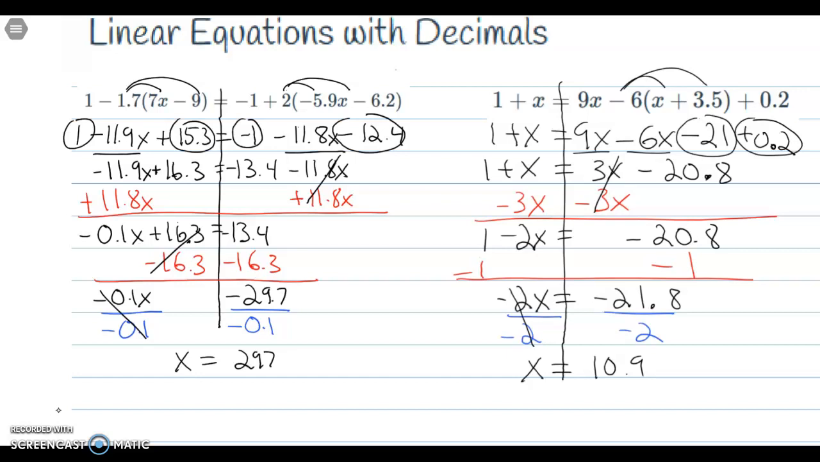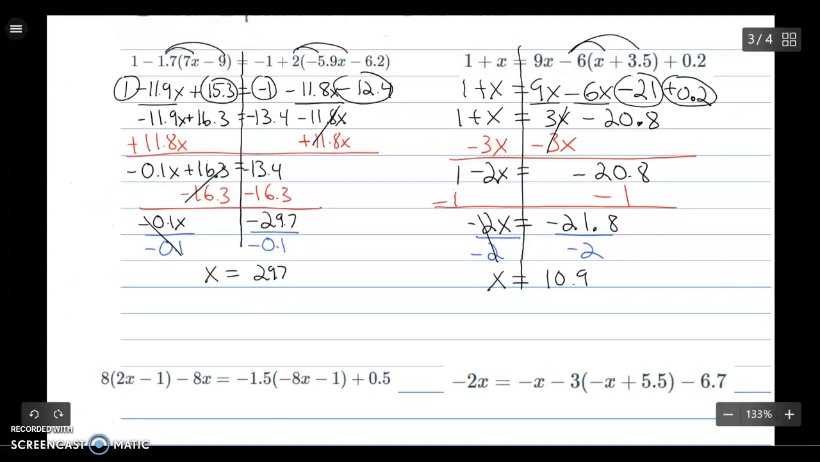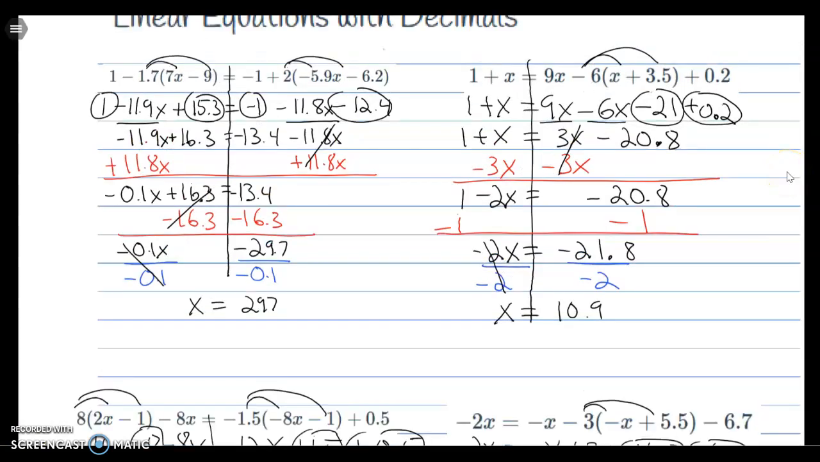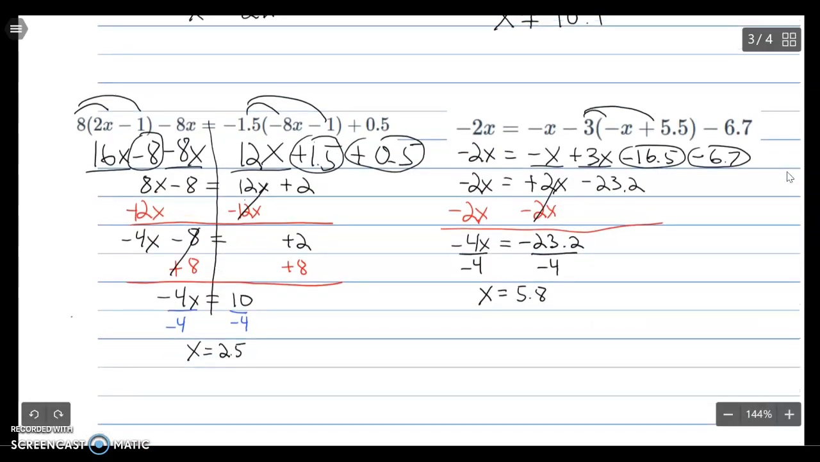All right, so this is linear equations with a decimal. Go ahead and pause the video right here and see if you can solve these two. All right, so let's take a look and see what we got. So for this first one on the left here, you should get x is equal to 2.5. And on the one on the right, you should get x is equal to 5.8.